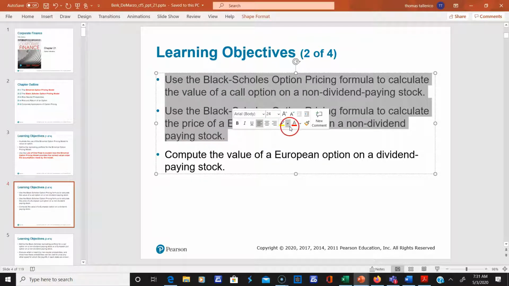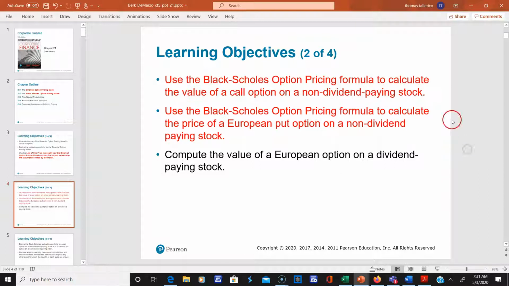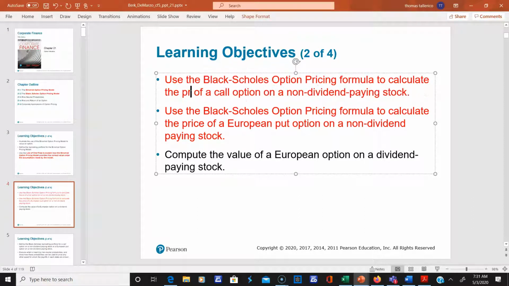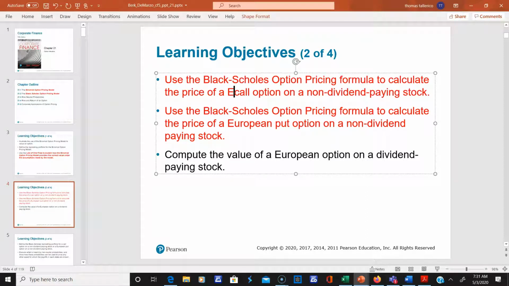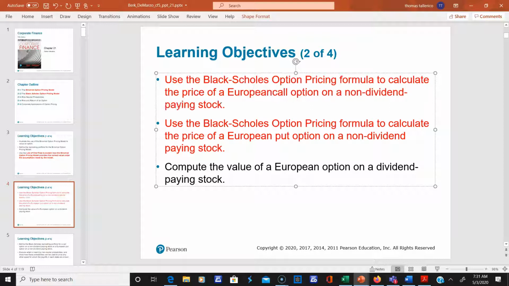There's a little redundancy here, but basically they say use the Black-Scholes option pricing formula to calculate the price of a European put option on a non-dividend paying stock. So they basically do the call and the put. This should say value, and call is the same thing, but we should be consistent, right? So we should say the price of a call option and the price of a put, and this should say European call. We should make sure we have consistency here, right? And they seem to match pretty well now. So we'll get that done.